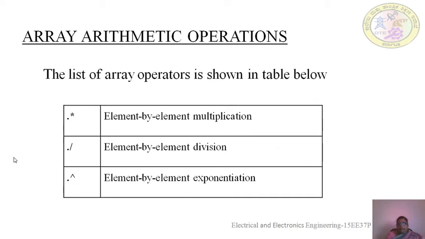This table gives you the array operators. You can see here we have written it as dot and multiplication, element by element multiplication. Without the dot, the rows and columns multiplication happens, and that is only for the matrix. For array, the dot must be present there along with the operator. Dot and the division symbol, element by element division. Dot and a power symbol, element by element powering will be taking place.